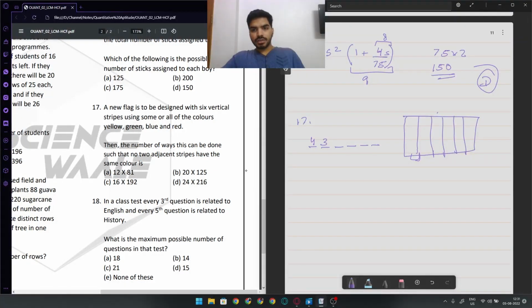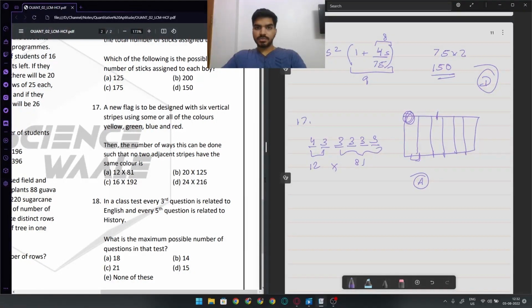Now for the third one, same thing. Because you don't care about what you entered here, you can use it again. Again, you have 3 options, and repeatedly you have the same options. Answer will be 4 into 3 into 3 into 3, this is 12 and this is 81. Option A.